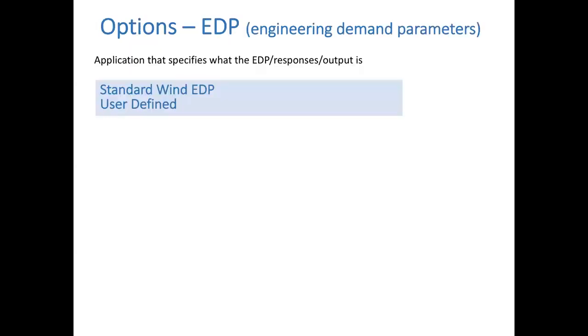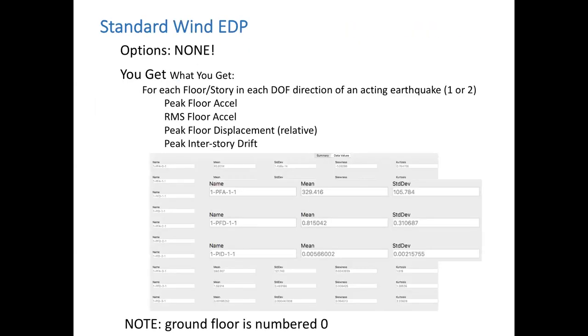The options for the EDP, again, we've seen both of these now. The standard wind, you get a whole bunch of outputs for every floor. You get the peak floor acceleration, the root mean squared of the floor acceleration. We get the peak floor displacement, and we get the peak interstory drift. That's for every floor. And the stochastic only had one direction. The TPU, for example, had 2 directions. So we can get these for each floor, and then we get it for each direction as well. So we'll get it for a 1 and a 2 direction. So in this little thing here, the peak floor acceleration, the first 1 represents the floor level, and the second 1 is the direction.